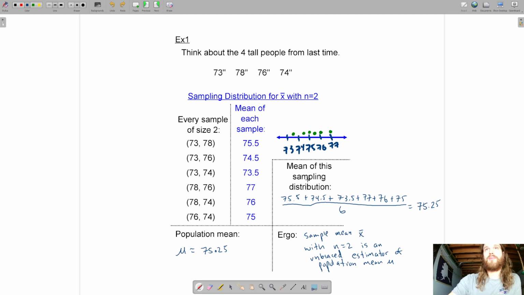We took the sampling distribution, the entire thing. We found the mean of that sampling distribution. They were the same, which means therefore the sample mean is an unbiased estimator. I feel like I'm repeating myself. Maybe I am. Okay, so let's take a look at one that's biased.